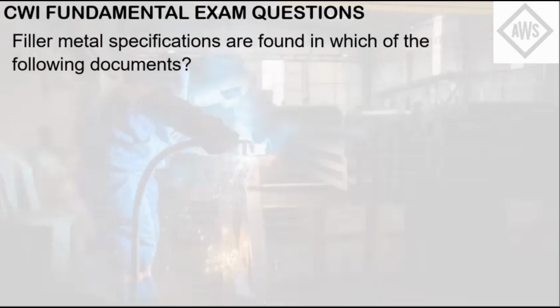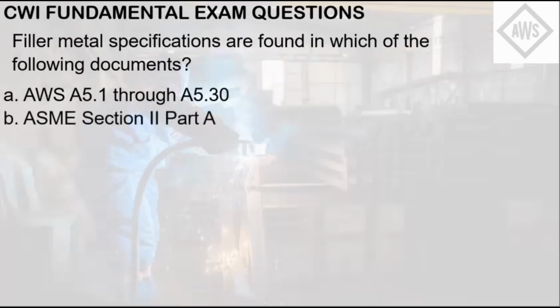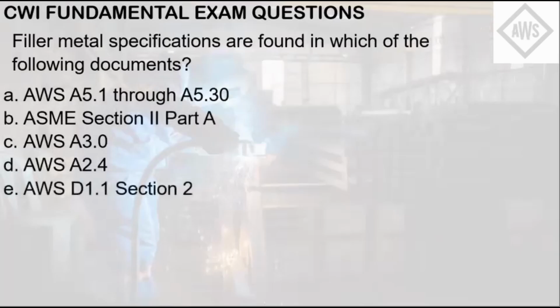Filler metal specifications are found in which of the following documents? Letter A, AWS A5.1 through A5.30. Letter B, ASME Section 2 Part A. Letter C, AWS A3.0. Letter D, AWS A2.4. Letter E, AWS D1.1 Section 2.